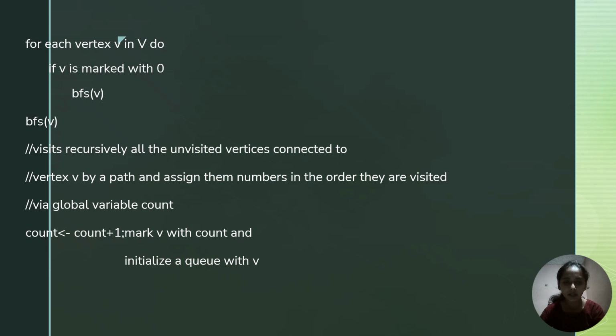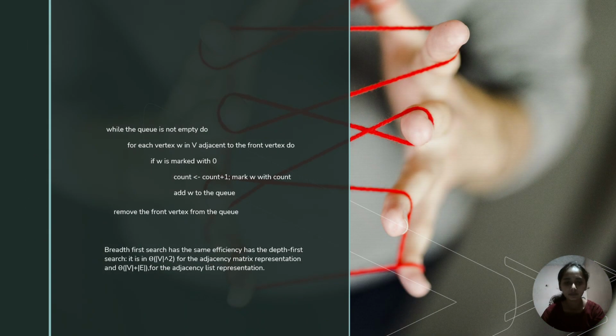bfs(v) visits all the unvisited vertices connected to the vertex v by a path and assigns them numbers in the order they are visited via the global variable count. count = count + 1, mark v with count and initialize a queue with v. While the queue is not empty, do: for each vertex w in V adjacent to the front vertex, do: if w is marked with 0, count = count + 1, mark w with count. Remove the front vertex from the queue.